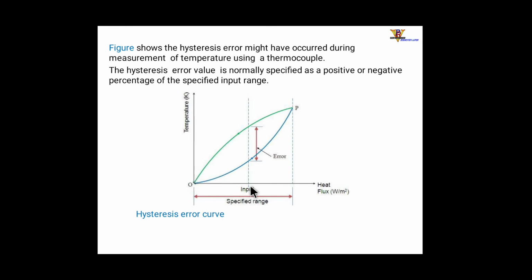Suppose we want to find the hysteresis error at this input. The difference between both these values is known as hysteresis error, and it is also an important parameter for a sensor.